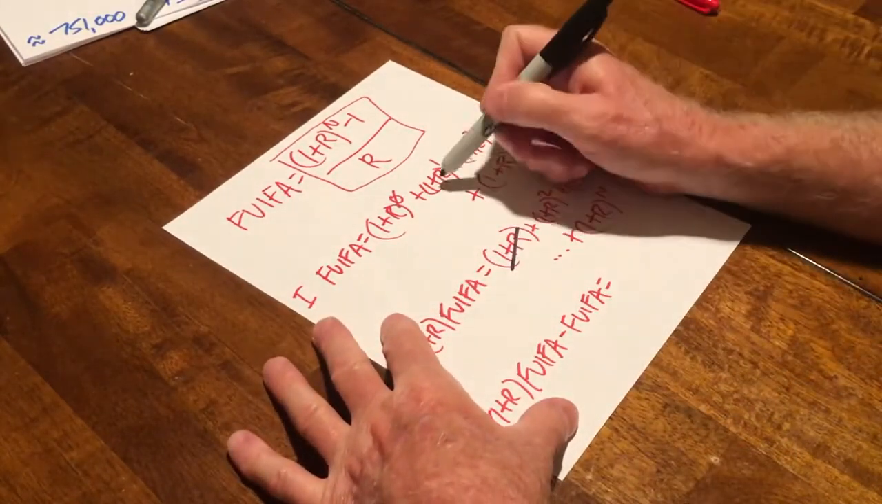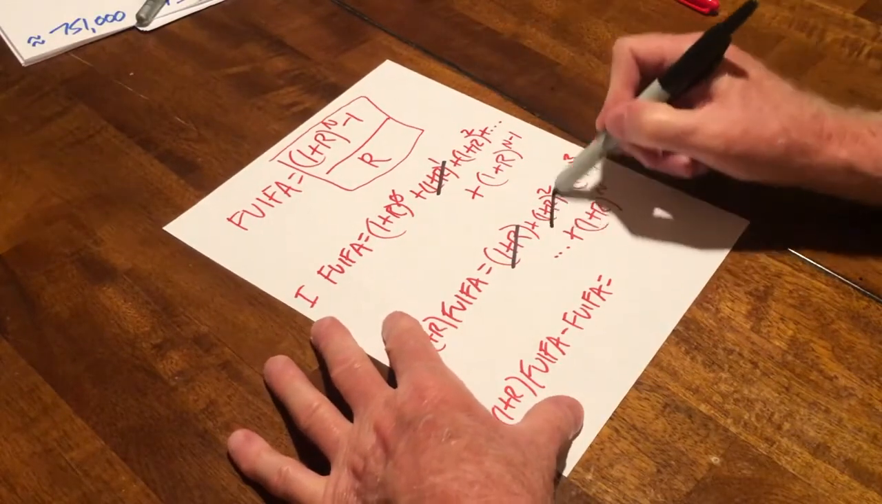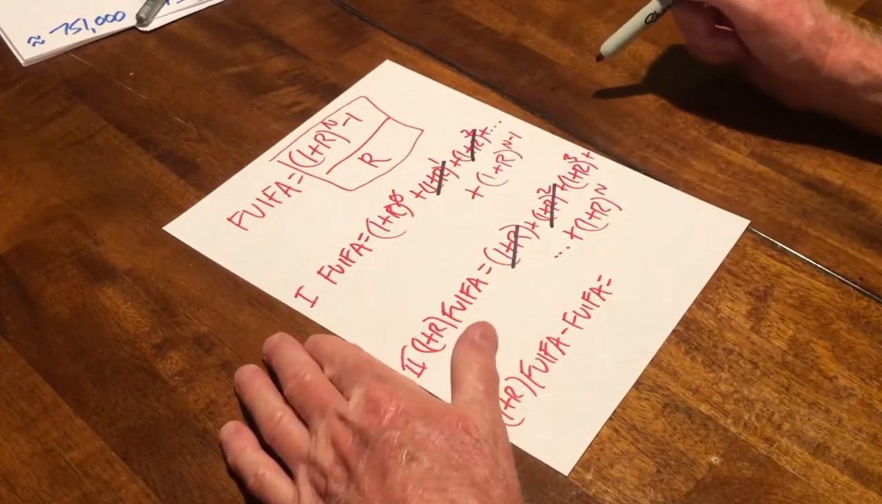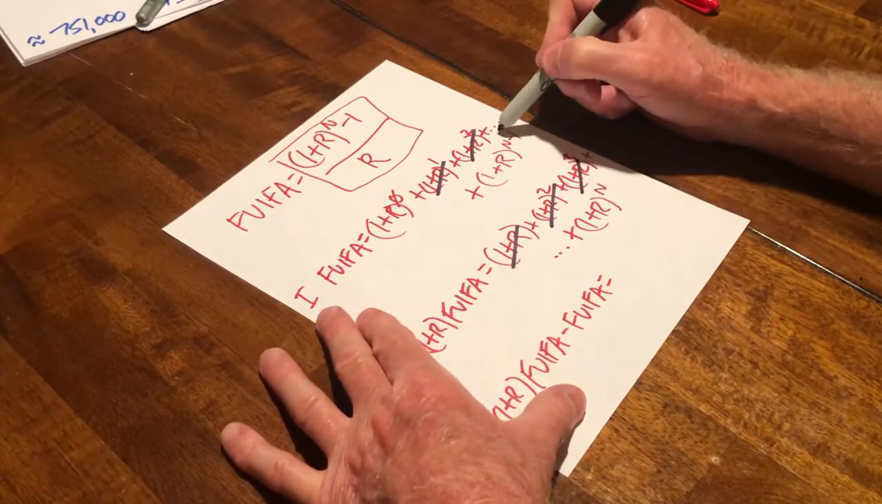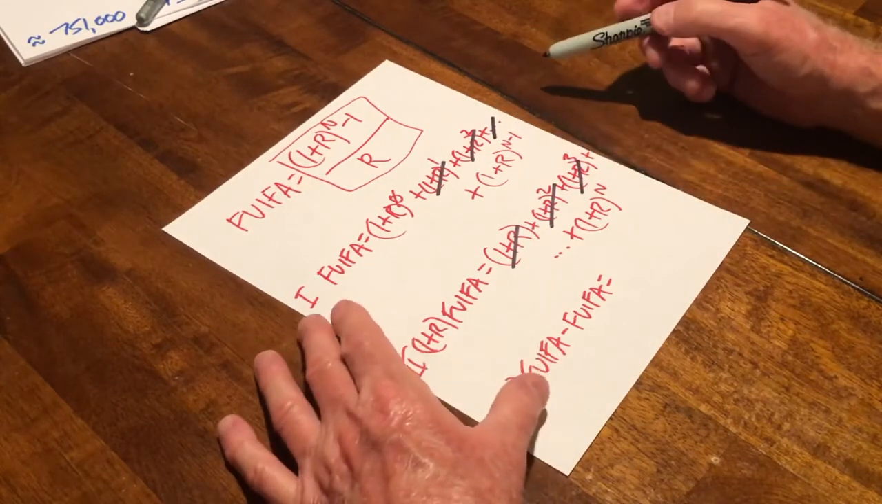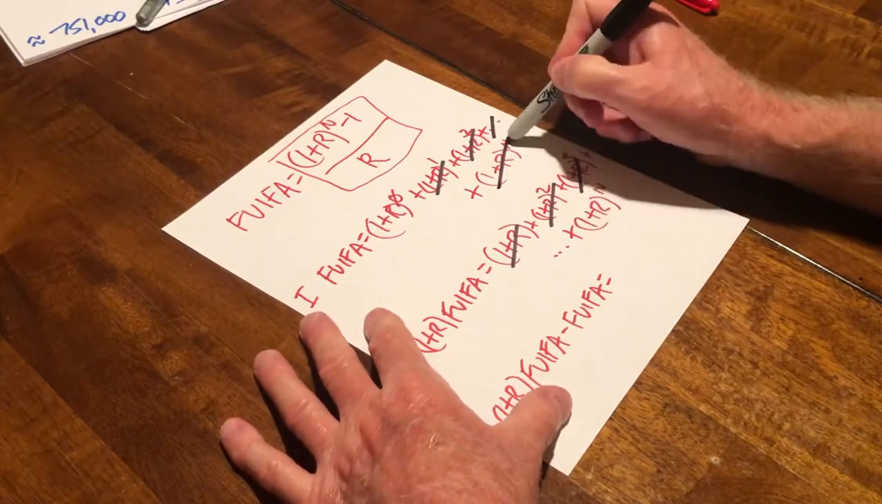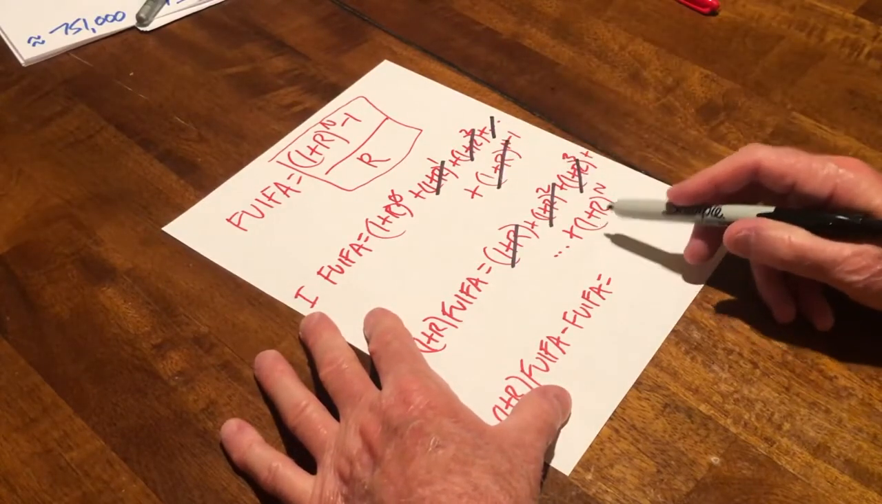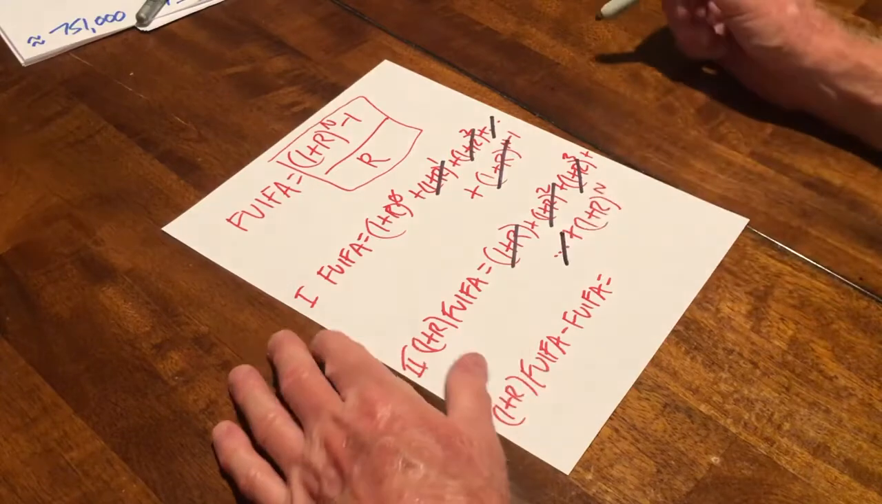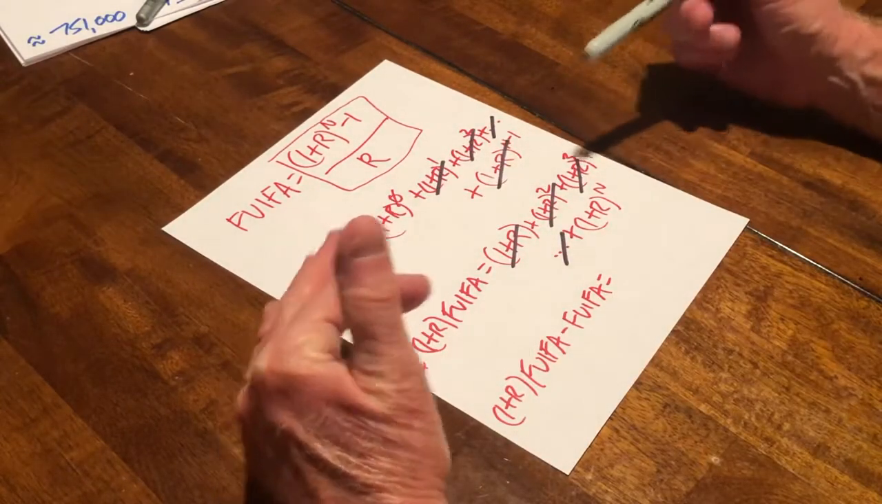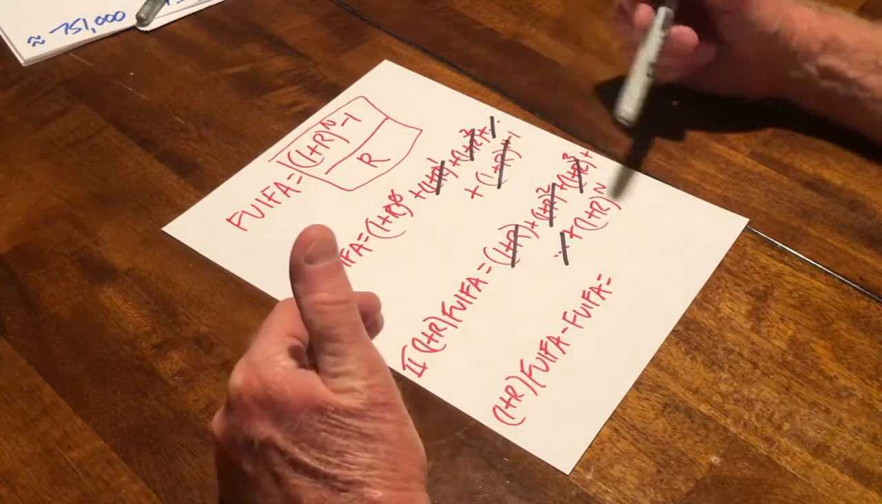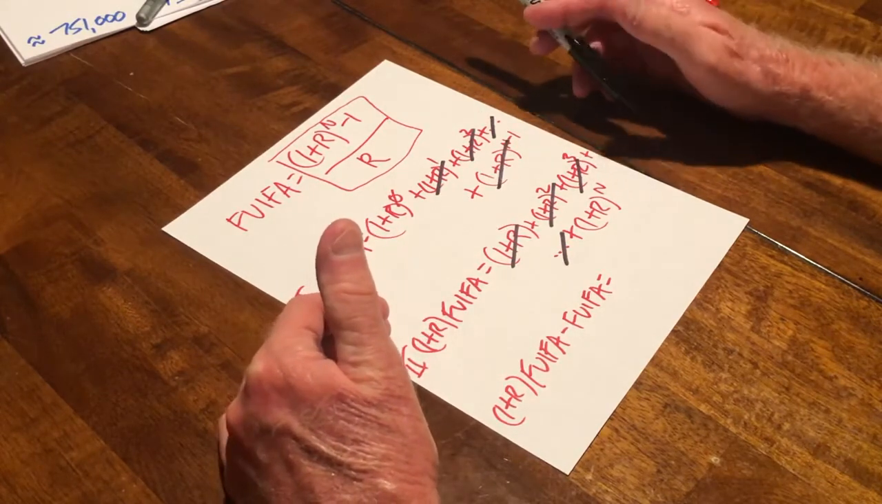This cancels with this. 1 plus r squared cancels with 1 plus r squared. I think you'd agree that this 1 plus r cubed would be the next term in the series. And I think you'd agree that this 1 plus r to the n minus 1 will be the term that precedes this term. Okay? And what's important to see here is that when we do 2 minus 1 on the right-hand side, we are left with two terms.